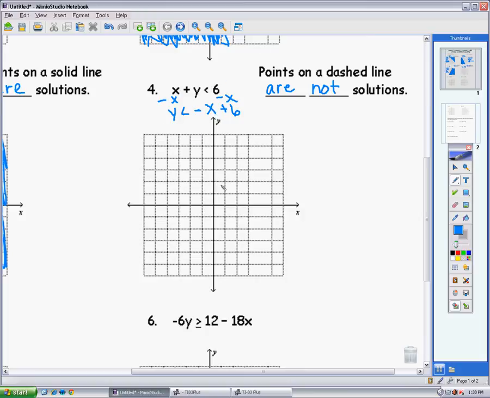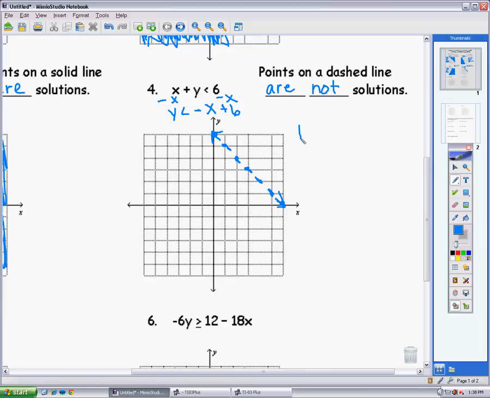So that means I'm starting up at 6. So 1, 2, 3, 4, 5, 6. And I'm going down 1 to the right 1. And I'm going to repeat that pattern. Okay, and points on a dashed line, since it is less than, it's going to be a dashed line between them. That means it goes up to those points but doesn't include it.